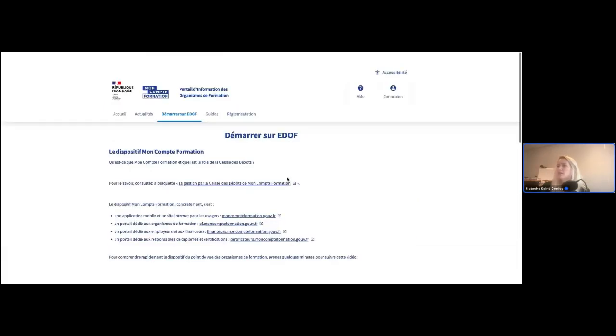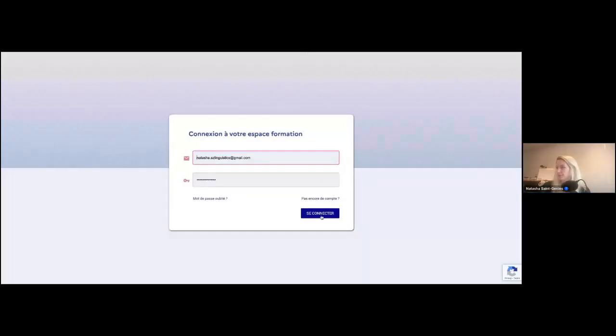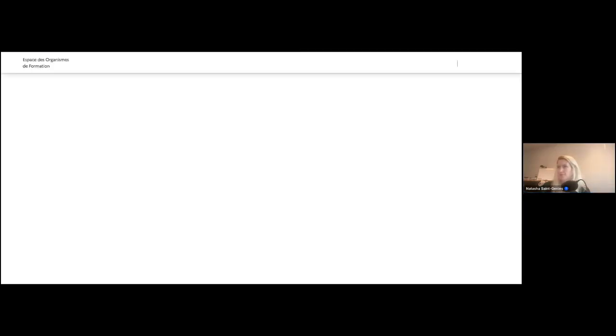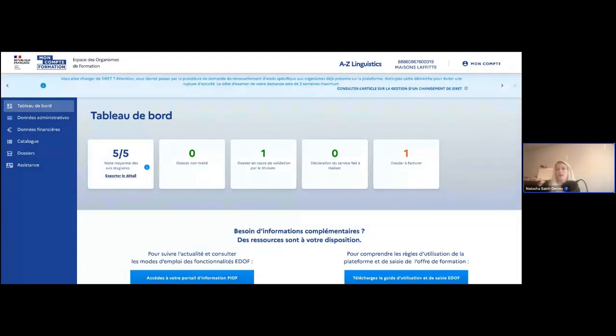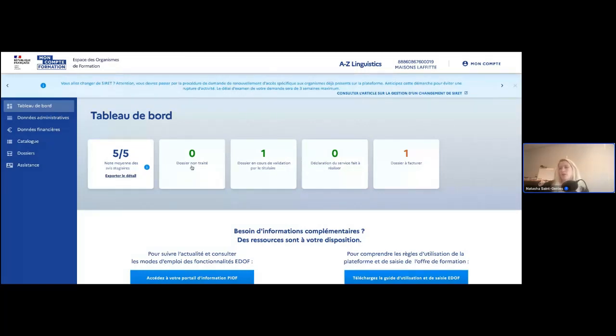So let's sign in. So this is what it looks like. Then you have tableau de bord. So dossier non traité. This is what will come up when you've got somebody who has clicked on your link on the MonCompteFormation website. It means that they want to do your training. So what you need to do then is go into your action de formation and edit it for that person.